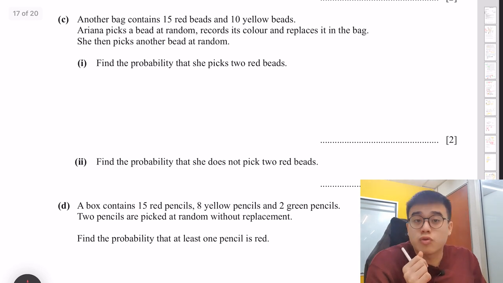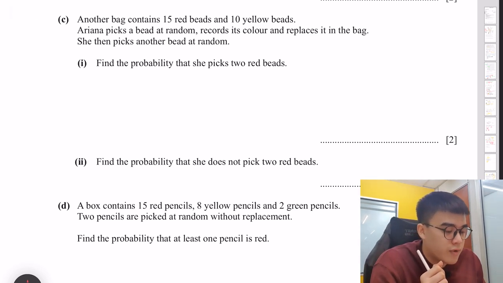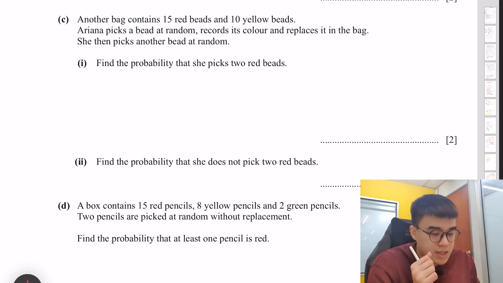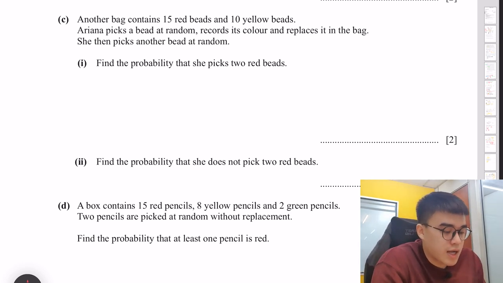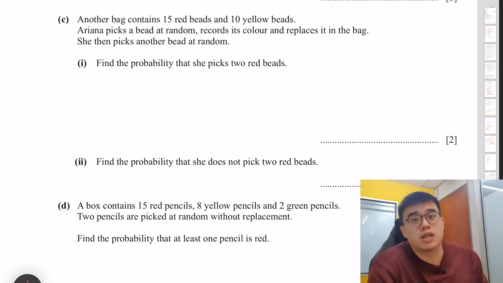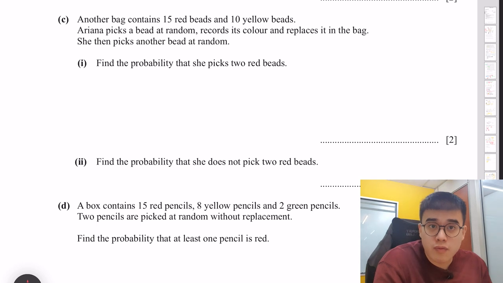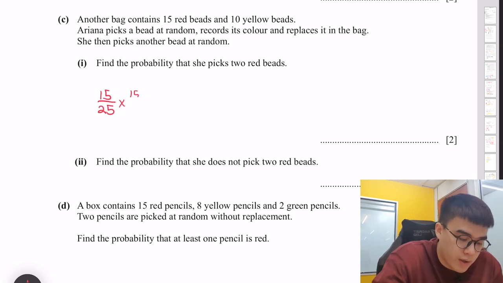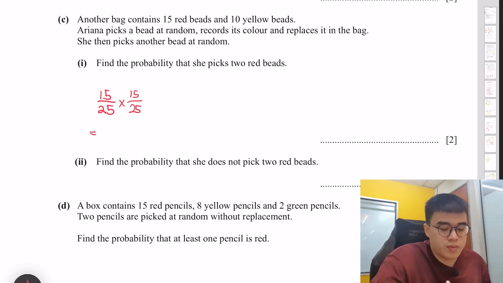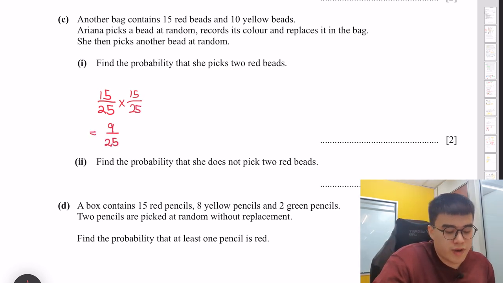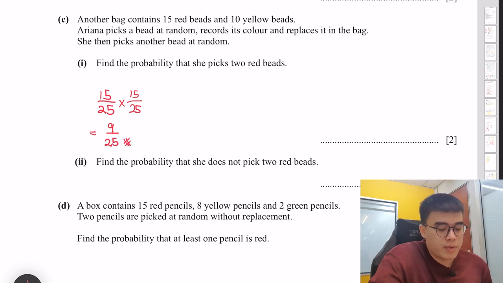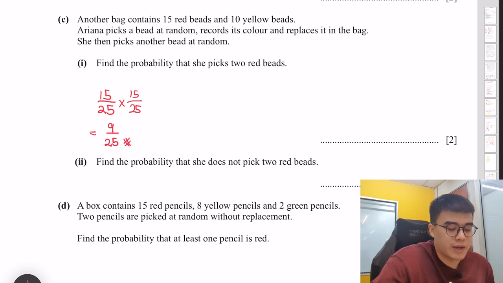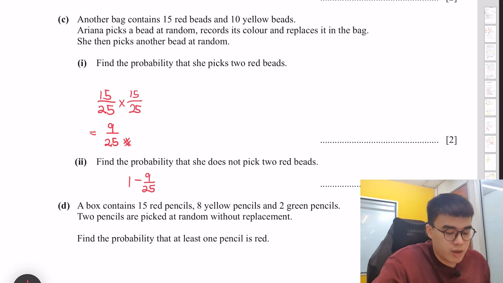Okay, move on to part C. Another bag contains 15 red beads and 10 yellow beads. Pick at random, record its color, then put it back, which means the denominator will not decrease because whatever you pick will be put back. So 2 red beads at once, which is 15 over 25 times 15 over 25. So this will get you 9 over 25 as your final answer. So probability that he does not pick 2 red beads will be by taking 1 minus 9 over 25, which will result in 16 over 25.